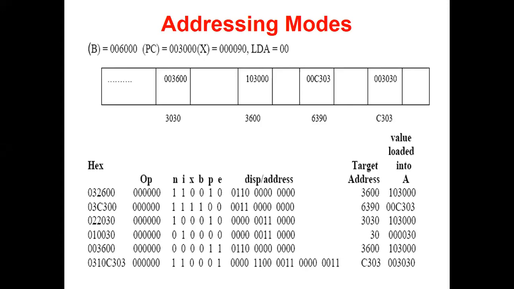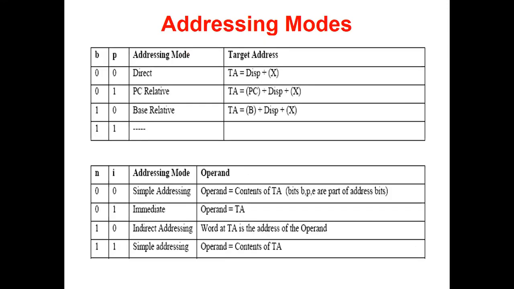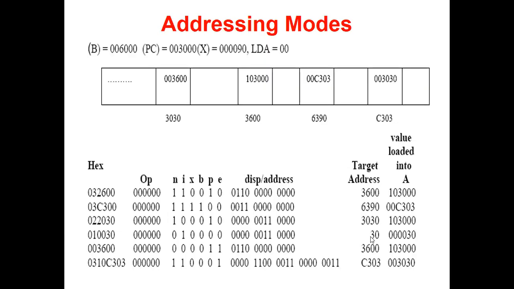Because N is 0, I is 1, that is immediate addressing. With the immediate addressing, the target address is the required operand. N is 0, I is 1, immediate. The target address is the required operand. So if the target address is 30, then it is the required operand. Okay, I've got it. Okay. Then can you go through the remaining two?